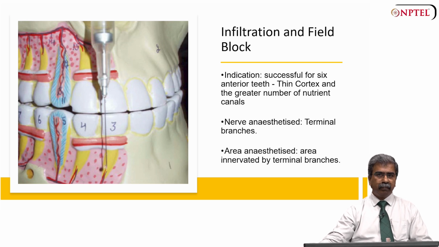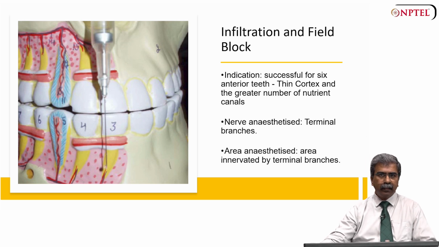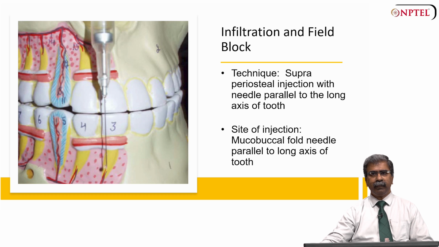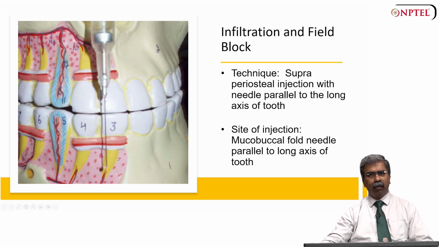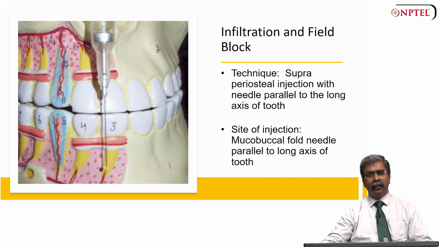And what are the nerves anesthetized? The terminal branches of the nerve, and in this region you have the mandibular incisive nerve or the mental nerve. And the technique involves injecting local anesthetic into the tissue above the periosteum, allowing the effective anesthesia of the targeted tooth and surrounding area.